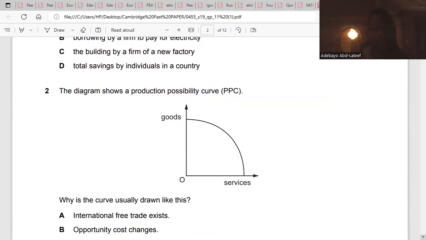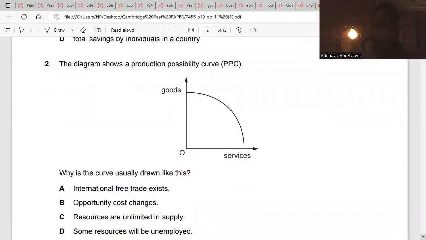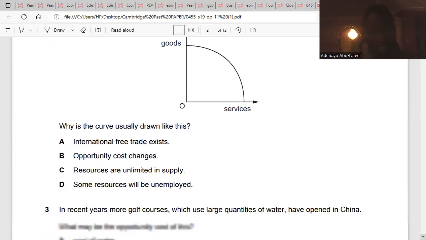Question 2. The diagram shows a production possibility curve, PPC. Why is the curve usually down like this? Yeah, the curve is drawn this way because you have two products available. Either you produce goods or services. So that means there's always going to be opportunity cost. If you are producing more goods, you produce less services. If you're producing more services, you produce less goods. So there's always an opportunity cost. So the answer is B. Okay, we go for 3.